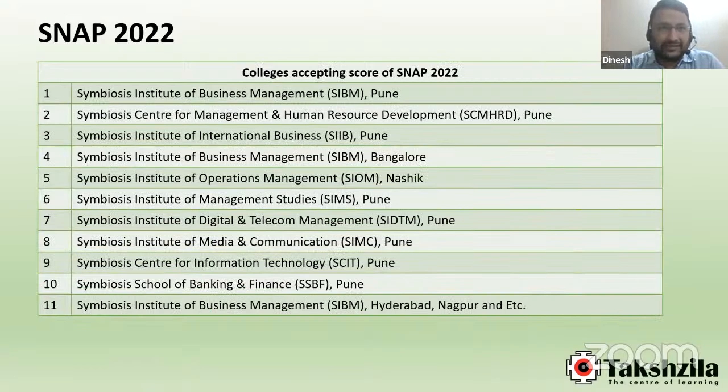These are a few colleges which accept the SNAP score, and there are a few more besides these. The top colleges are SIBM Pune, SCMHRD Pune, then SIIB. These are the top 3 colleges, everyone. There are also some area-specific colleges. For example, there is a separate college for operations, that is SIOM Nashik. Then there is a separate college for IT and banking, that is SCIT and SSBF. But the top 3 colleges are SIBM Pune, SCMHRD and SIIB.